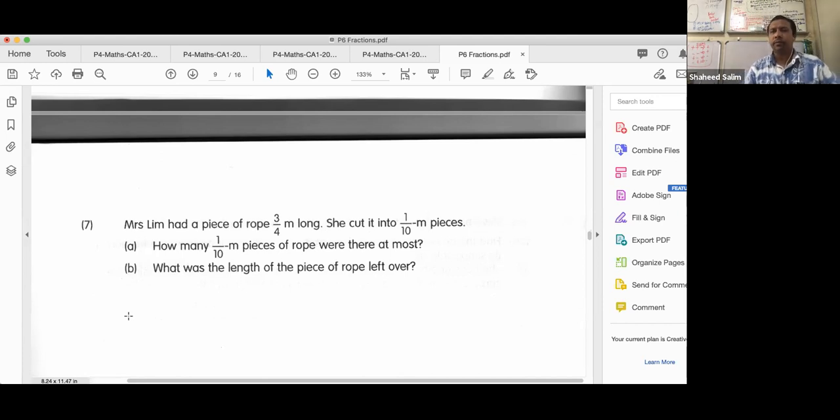Zahin, you got the answer? What's the answer? For A is 7 whole 1 over 2. But they say how many pieces at most? It means they want a whole number. 7 1 over 2 is correct, but what is the number of pieces? 15. What about B?